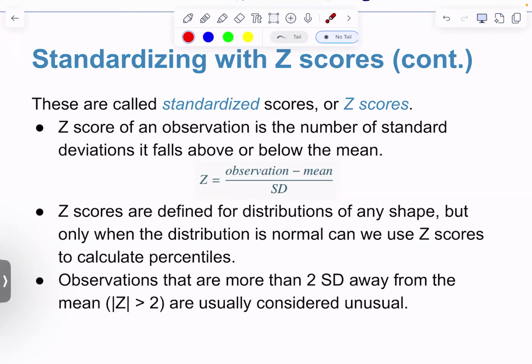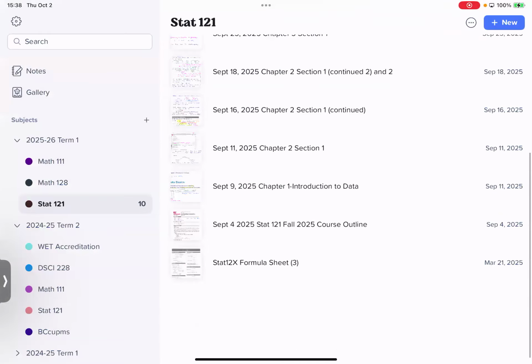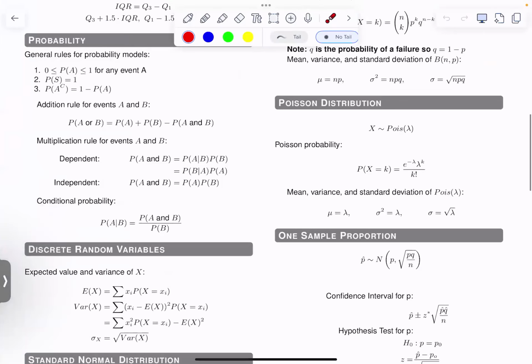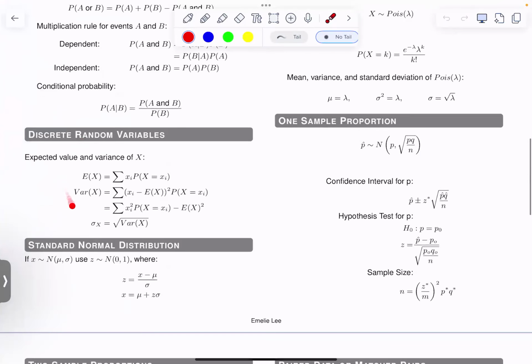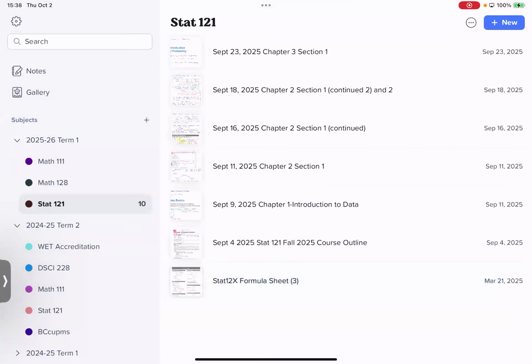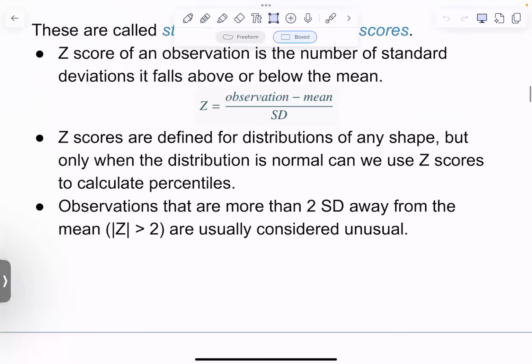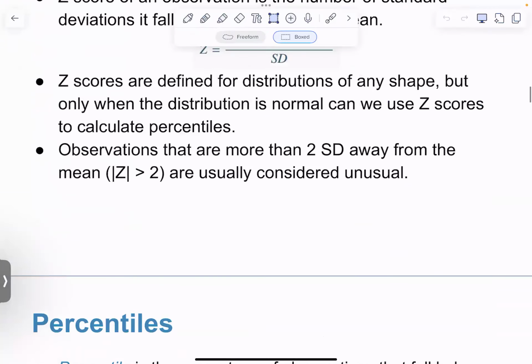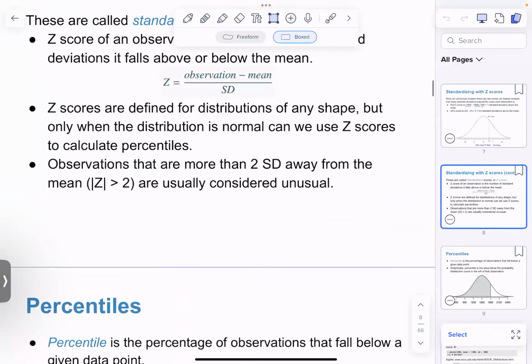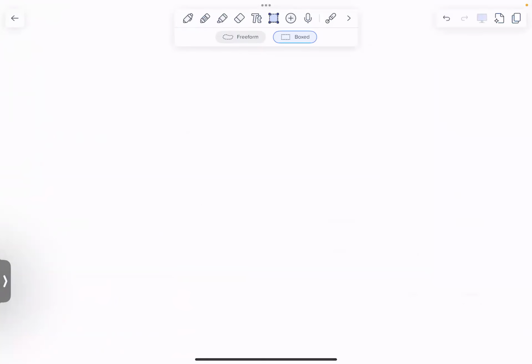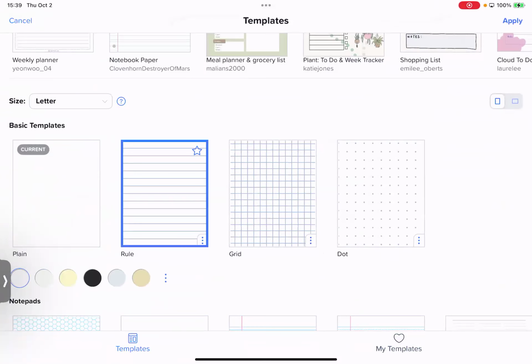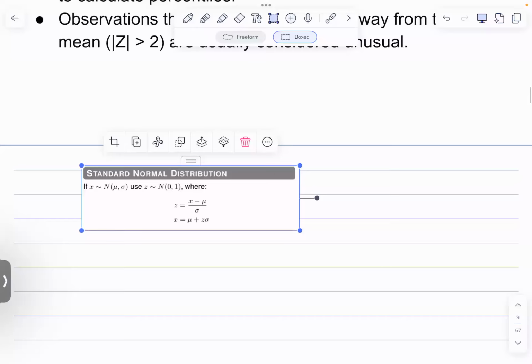On your formula sheet, where is it? We're moving down. So here, the discrete random variables, this is the section that you would need for the bonus assignment if you wanted to do that. Otherwise, you can skip down to down here. I'll bring it into our notes here. Where? I think it's time for me to add a page. Oh, but I need lines desperately. There we go. Okay.